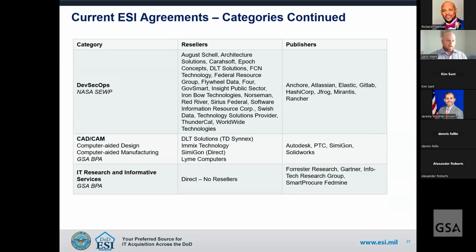And then here are 3 more categories: DevSecOps, CAD/CAM, and IT research. Here I will note that for the IT research and informative services category, there are no resellers. Each of these companies do provide similar services, so requirements can still be competed if you don't have a brand name requirement for those particular services, but just know that there are no resellers, so they will be direct to that company. And since there are no resellers, it would actually be a sole source justification if you needed, for instance, just Gartner specifically.